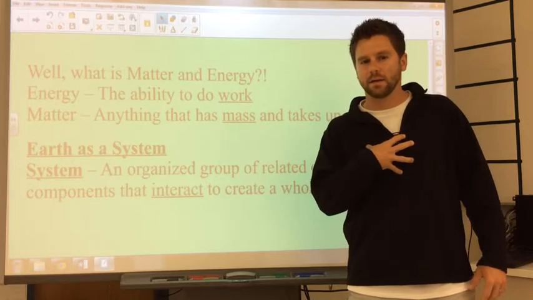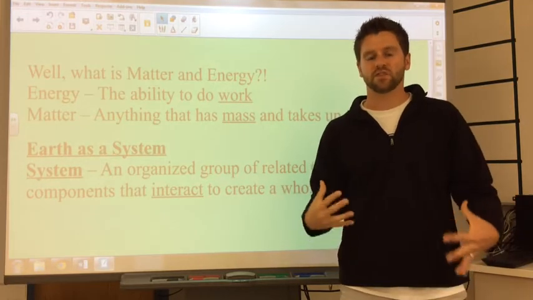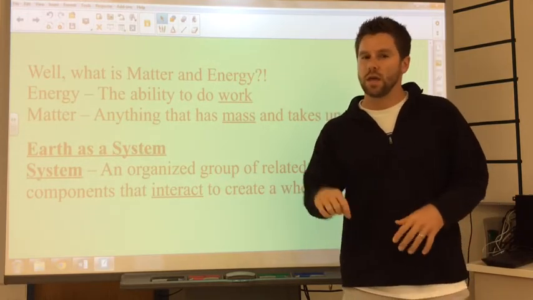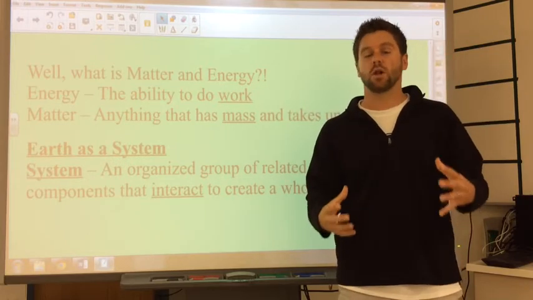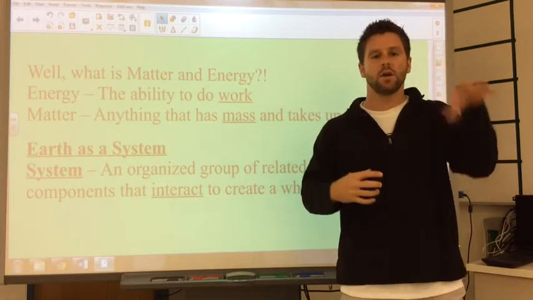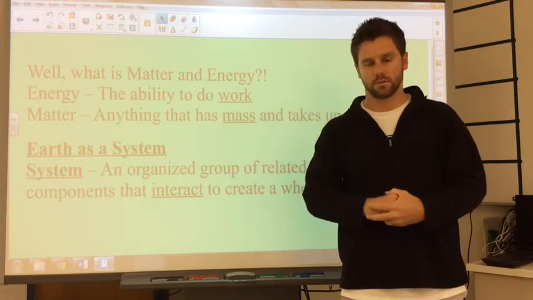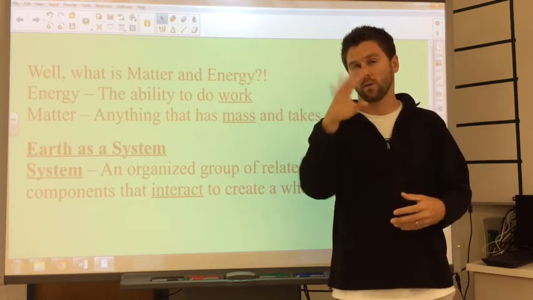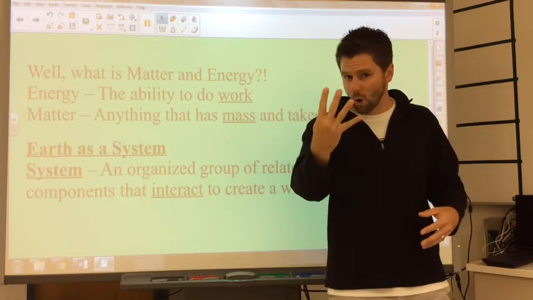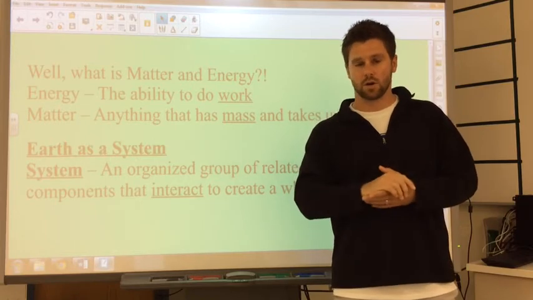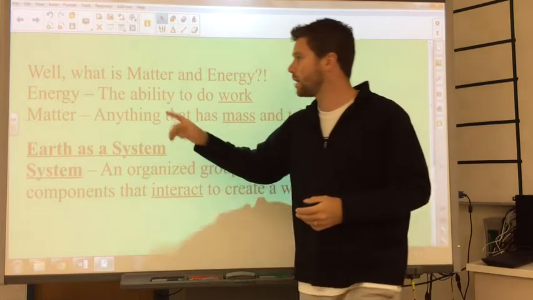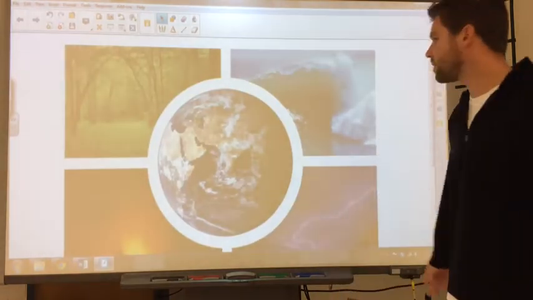Just like our body is a whole made up of smaller systems, Earth is a body made up of smaller systems that all interact together. We cannot have one without the other. There are actually four, well, technically five, but we're going to talk about four systems on Earth. And you've heard of them before, okay?